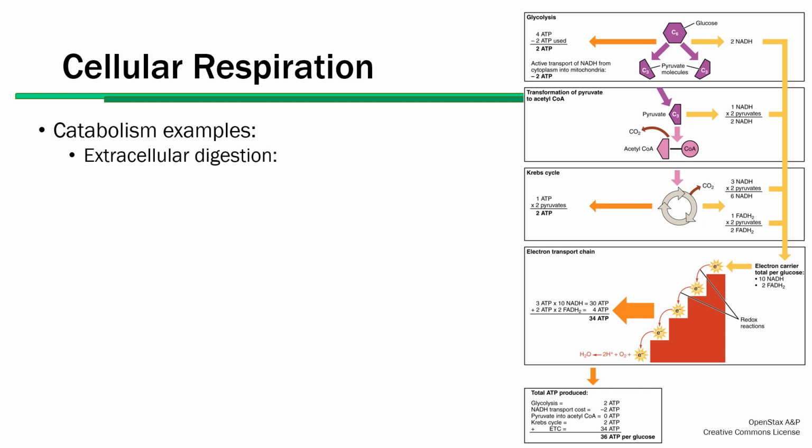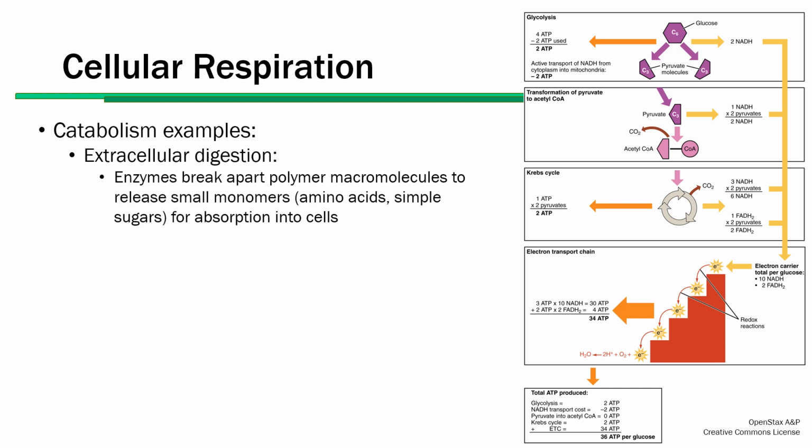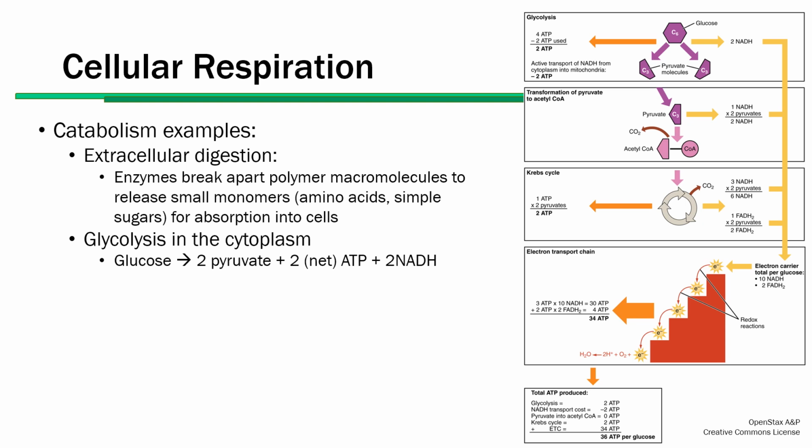Some examples of catabolism are extracellular digestion, where enzymes break apart polymer macromolecules to release small monomers, amino acids, and simple sugars for absorption into cells. We'll look at that when we look at the gastrointestinal system, where all those enzymes come in, the enzymes of the stomach and the pancreatic enzymes and the amylases and lipases and all those. We'll look at those in the GI system. But that's an example of catabolism, breaking big molecules into small ones. Glycolysis in the cytoplasm is an example of catabolism.